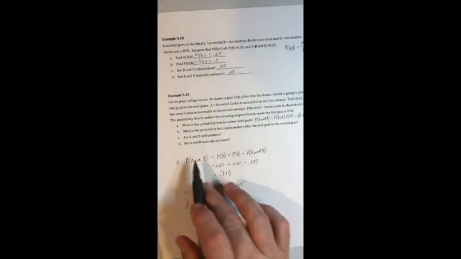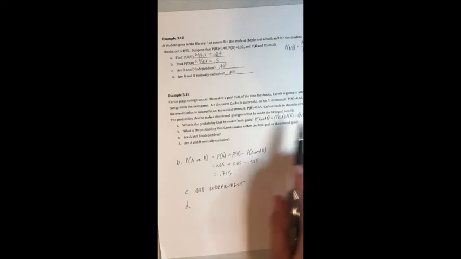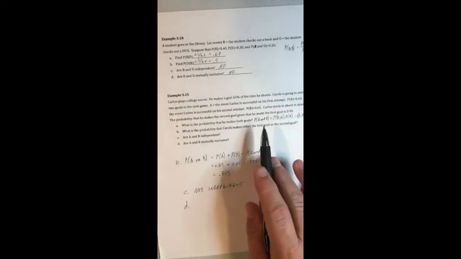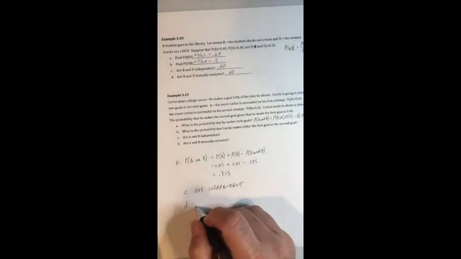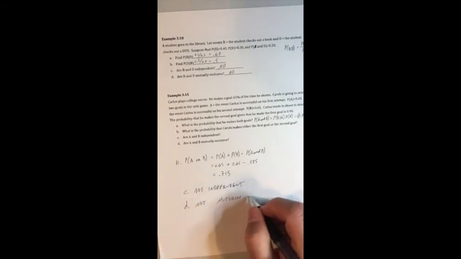For D, are they mutually exclusive? Well, no. In order to be mutually exclusive, A and B, the probability of A and B would have to be 0, right? These would have to be events that can't happen at the same time. So they are not mutually exclusive either.